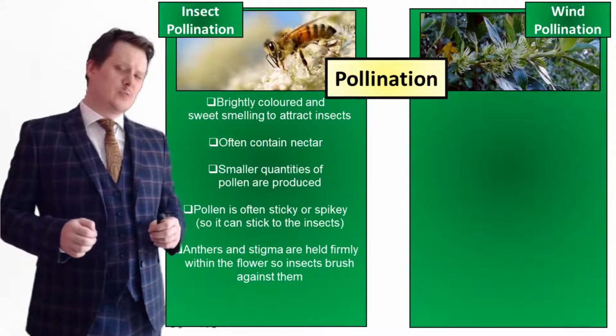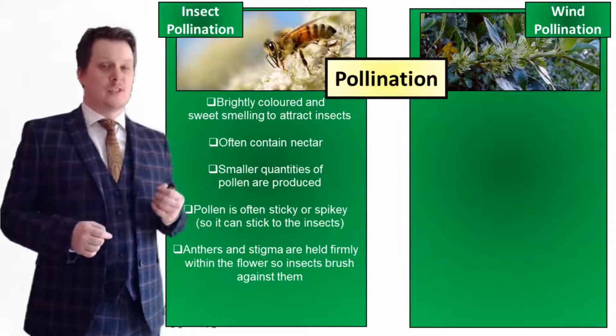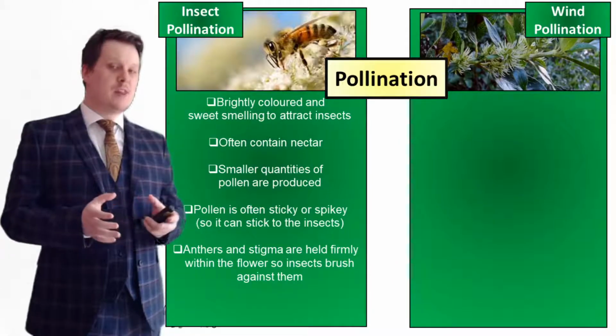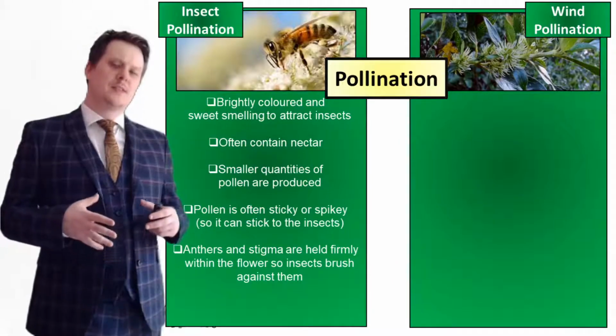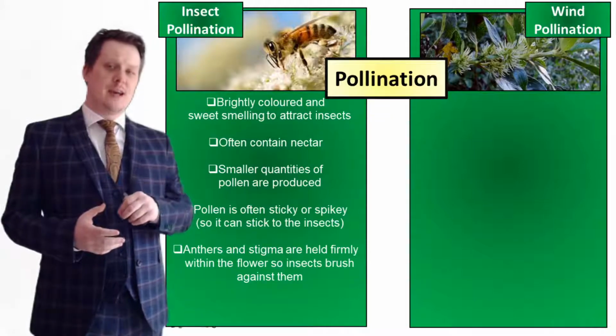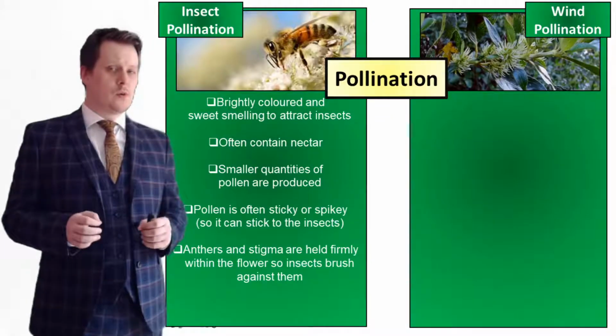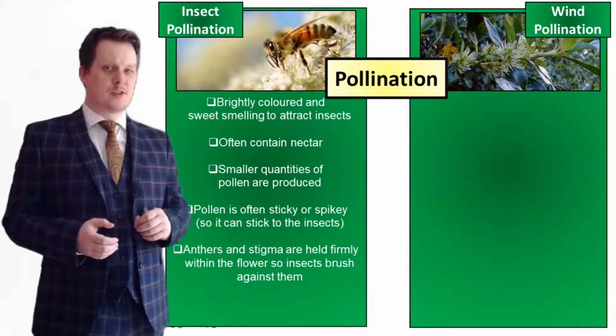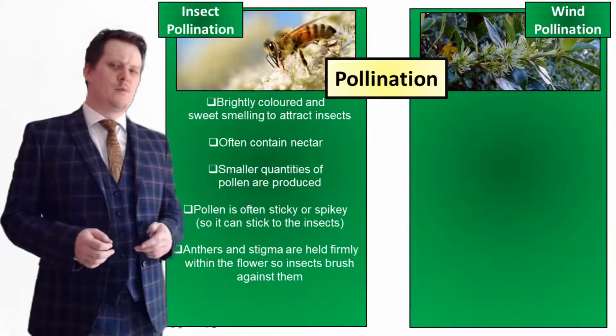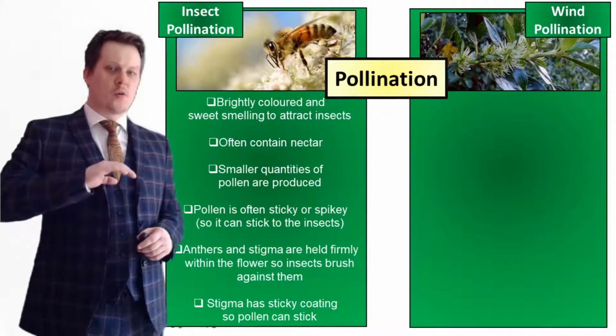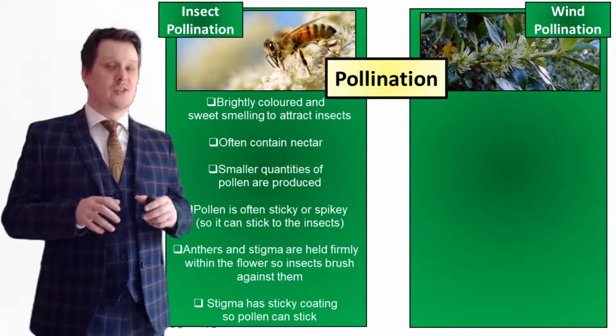Our anther, which produces the pollen, and our stigma, which receives the pollen, are often contained within the petals of the flower. This is so when an insect tries to retrieve the nectar by going into the flower, it is forced to brush against the anther and brush against the stigma. The stigma within an insect-pollinated plant is also sticky so that the pollen can stick to it.